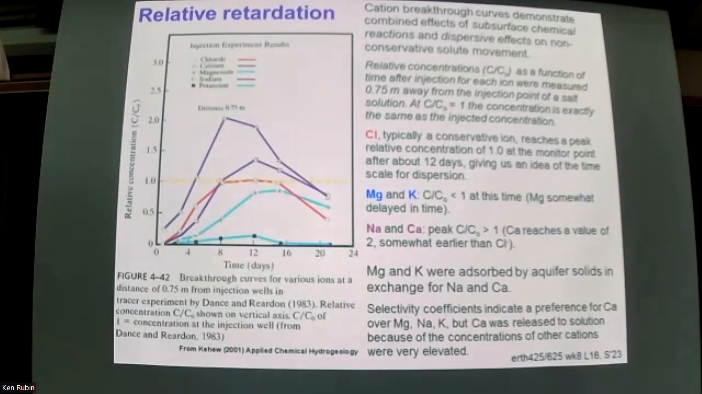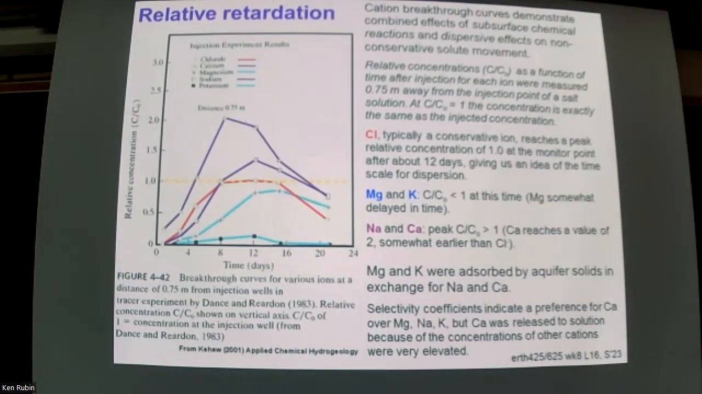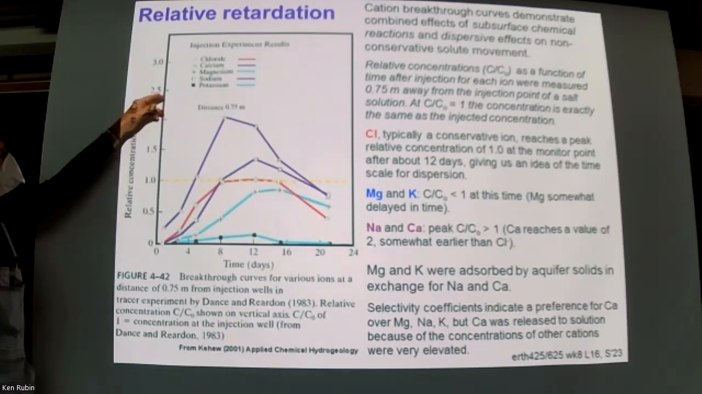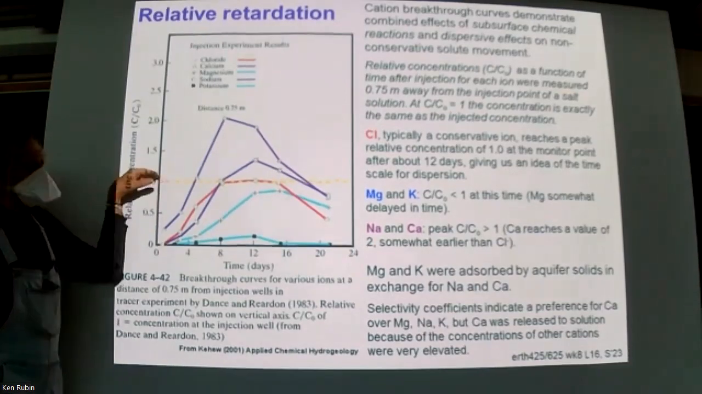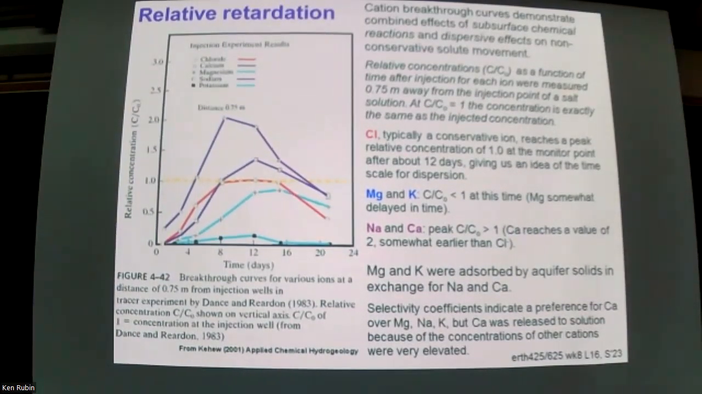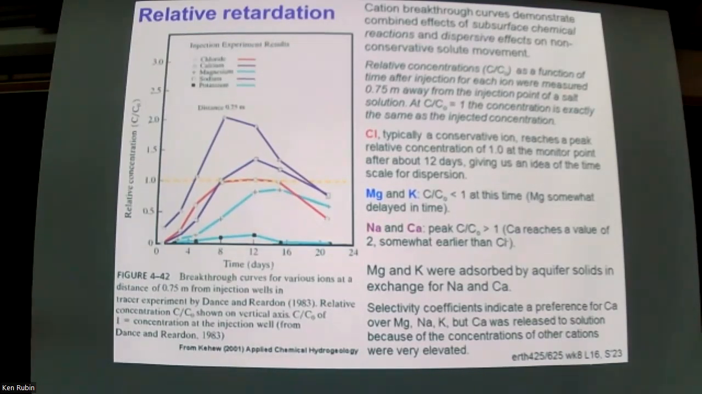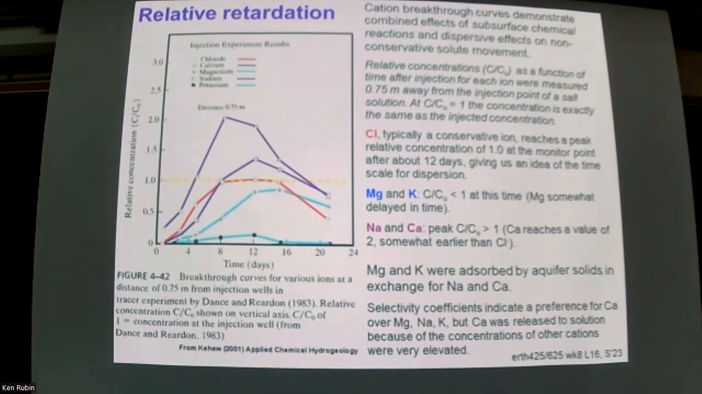Okay, so this is another example of how relative retardation looks. You're looking at an injection well, and you're looking at several elements: potassium, sodium, magnesium, calcium, chloride. This is a relative concentration of 1, meaning the concentration of solute measured at a sampling well is equal to the amount of solute measured at the injection well, after you've taken into account the dispersive effects, which are obviously going to spread things out in time and dilute them. But you integrate over the entire peak.